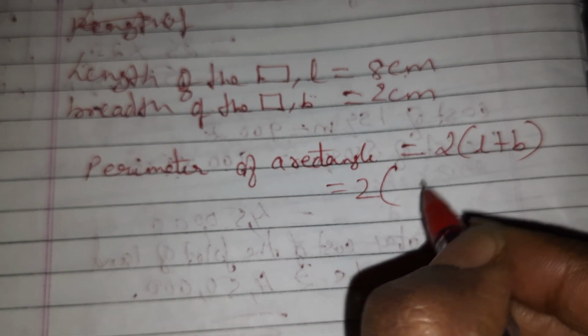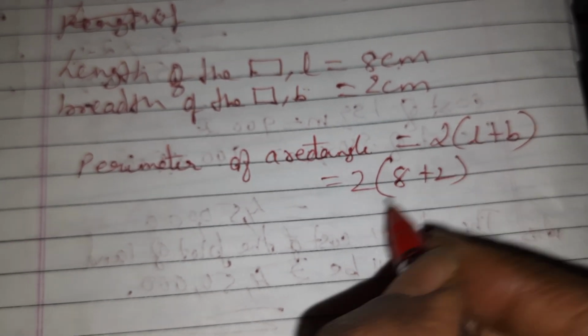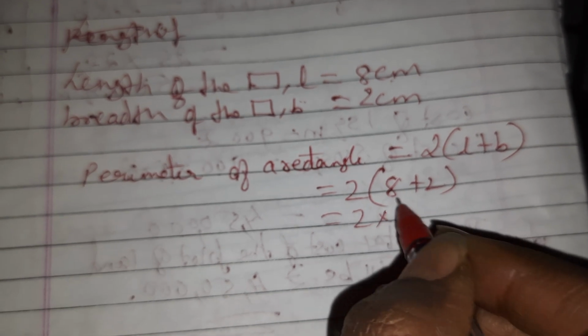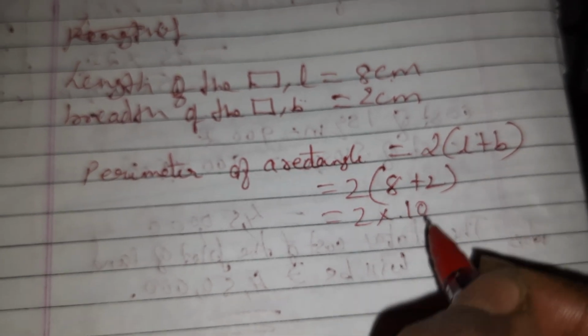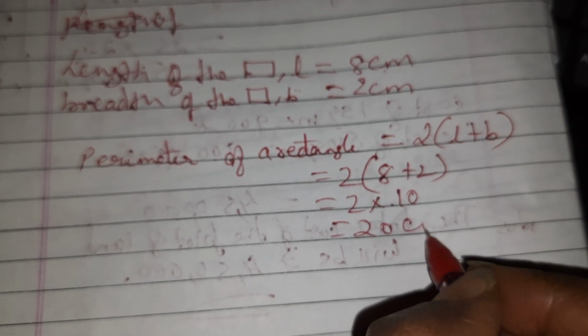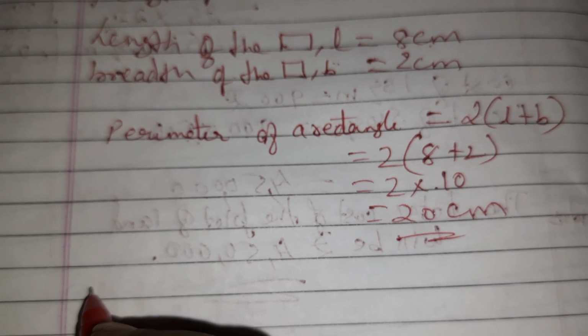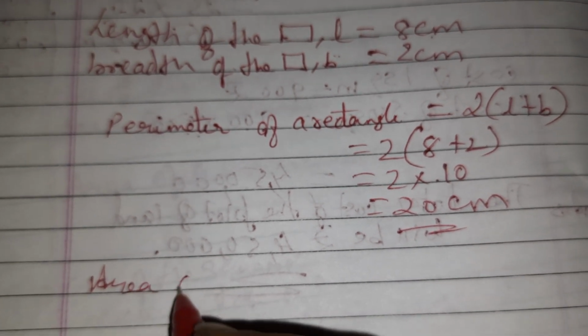So 2 bracket L that is 8 plus B that is 2. That is 2 into 8 plus 2, which is 10. That is 20 centimeter. So the perimeter of the rectangle is 20 centimeter. Now we will find out the area of the rectangle.